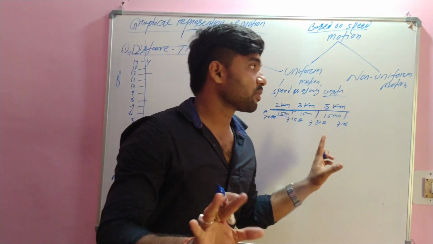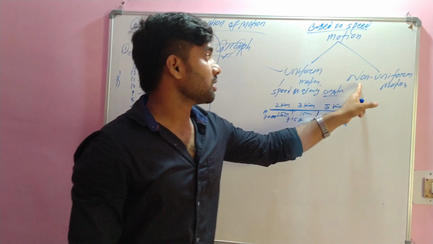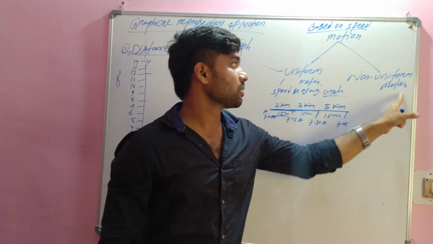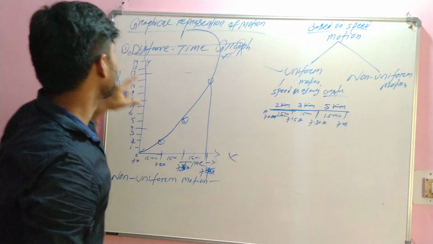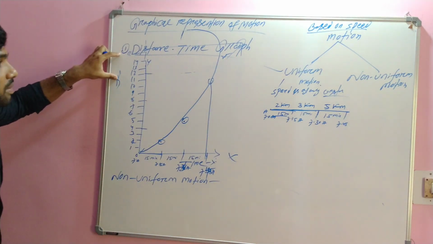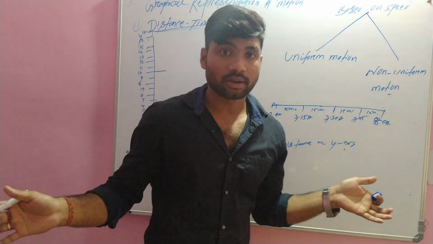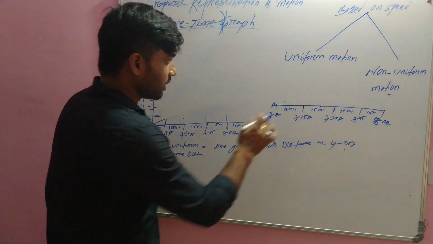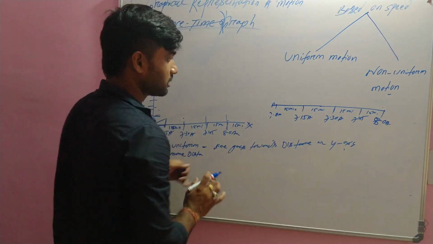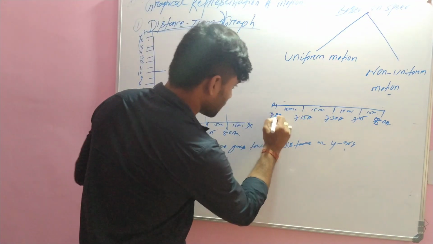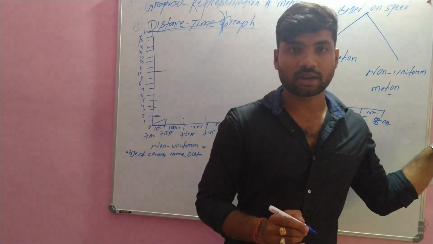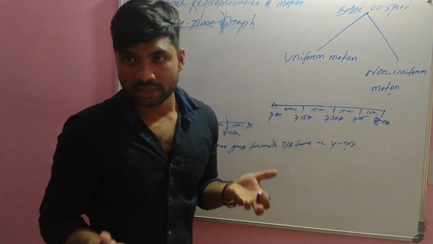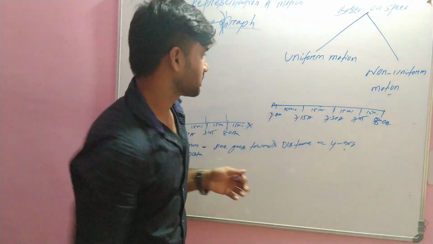And another thing to keep in mind: when you represent non-uniform motion on a distance time graph, it always shows a curved line. If the object covers less distance in the same interval of time, that means here the speed is less.